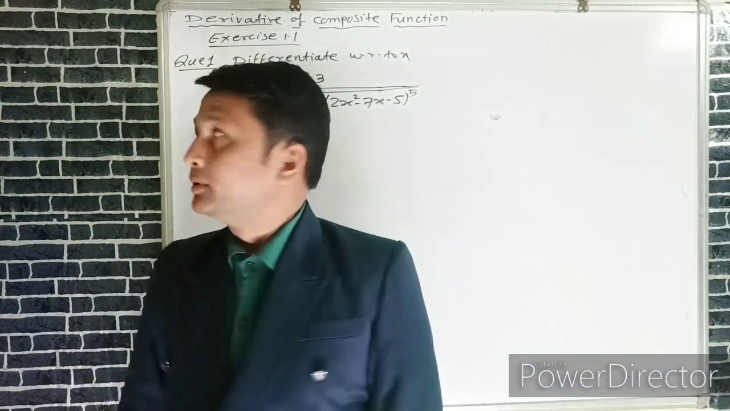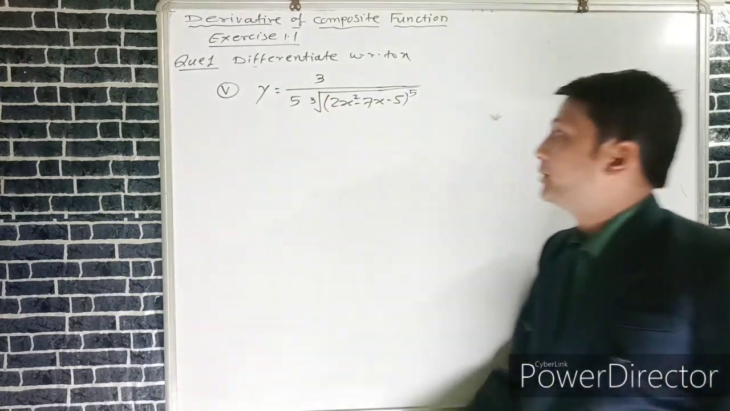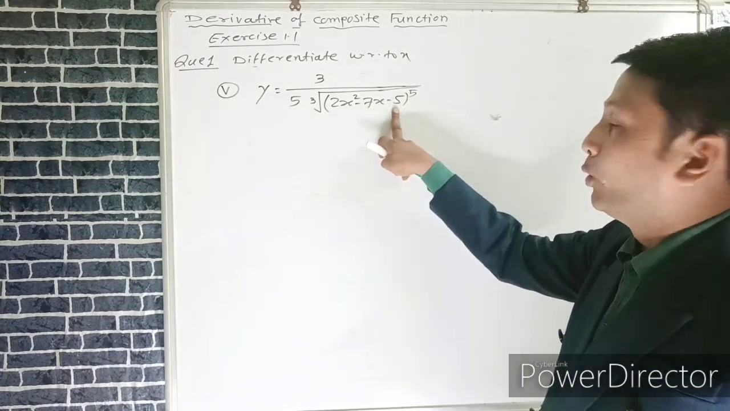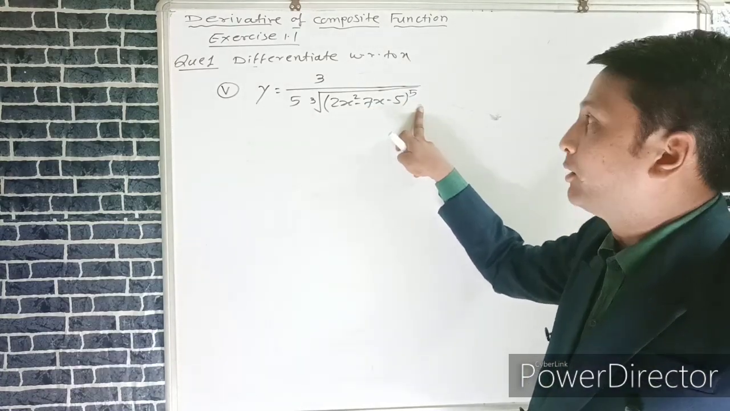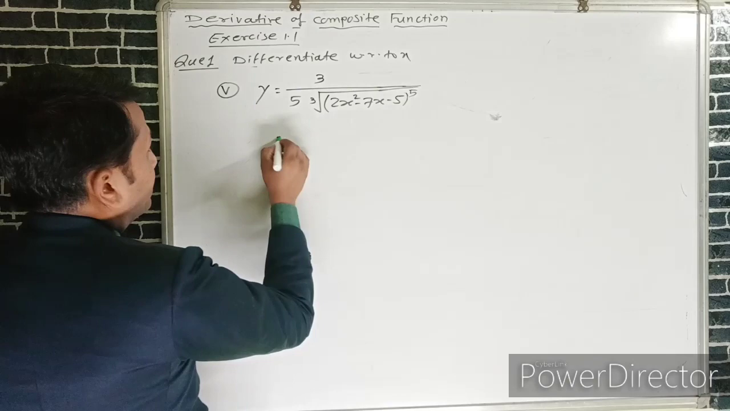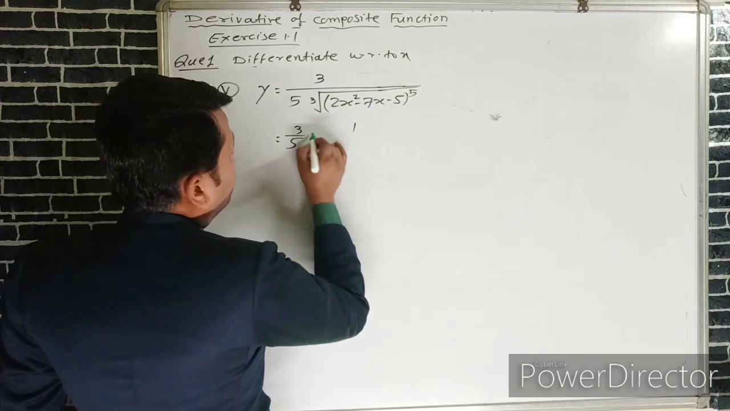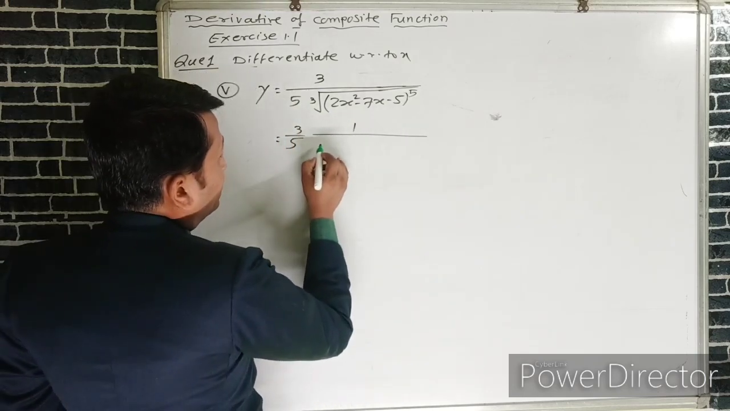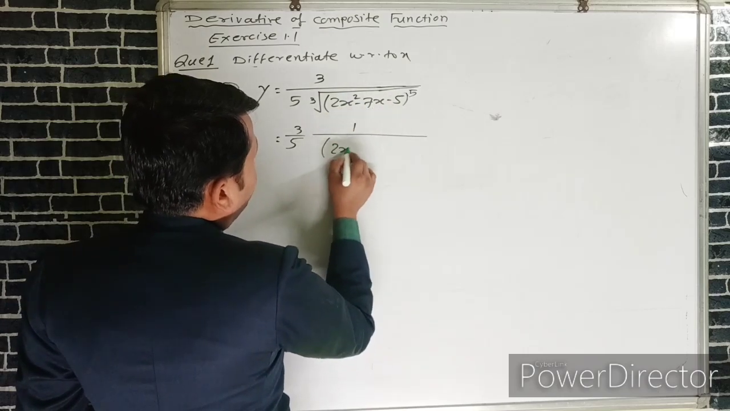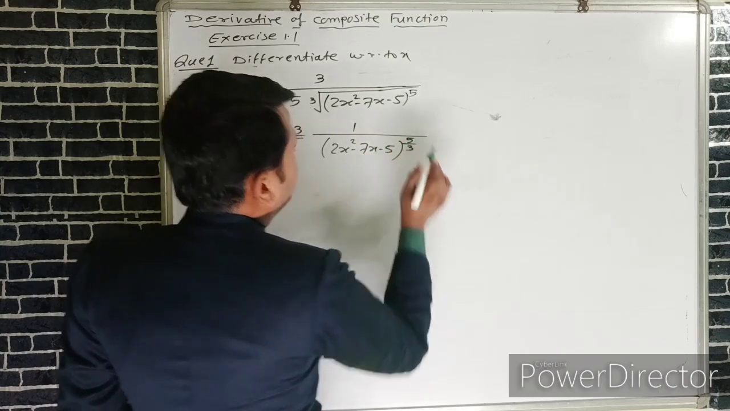Next example, example number 5, y is equal to 3 upon 5 cube root of 2x square minus 7x minus 5 whole raised to the power 5. If we have to differentiate the given function, first we simplify this function. We can write it 3 upon 5 separately, and the remaining function, cube root of 2x square minus 7x minus 5, is 2x square minus 7x minus 5 whole raised to the power 5 upon 3.